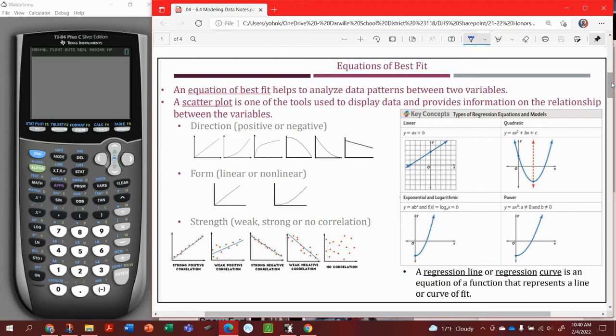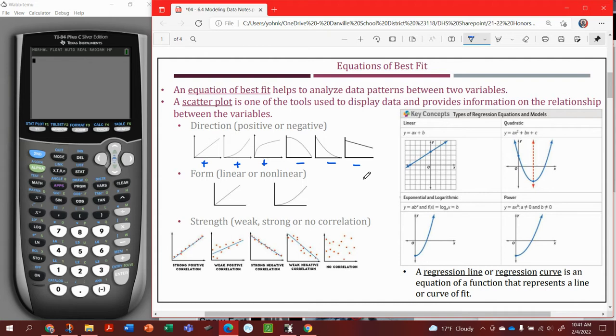variables. When you describe the relationship between two variables with a scatter plot, you need to include three things. Comment on the direction. Is the data going in a positive direction or a negative direction? There are examples here, positive on the left and negative on the right. You can also comment on the form of the data. Does it form a generally linear relationship or is it more nonlinear?